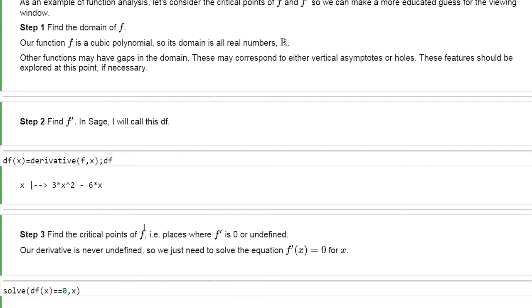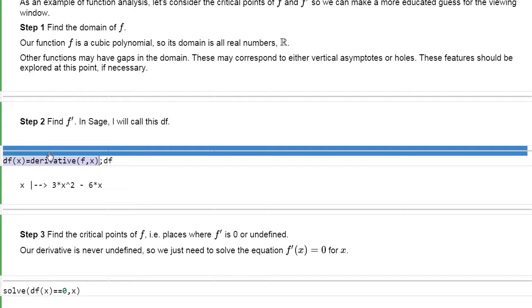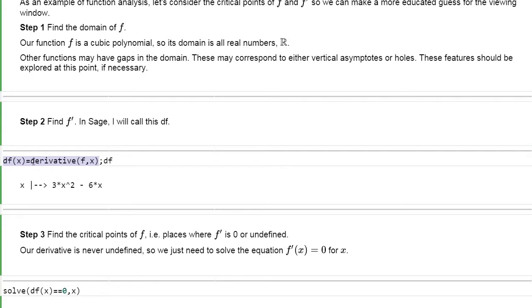Step 2, calculate f prime. In Sage, as normal, I'm going to call this df for derivative of f. So I calculated the derivative of f. There it is. This calculates the derivative of f and assigns it to this df function. Remember, when you have an equal sign, it doesn't produce any output. So that's why I added this little line here, df. That's what actually prints it out. And the only reason I want to print it out is to check its domain.